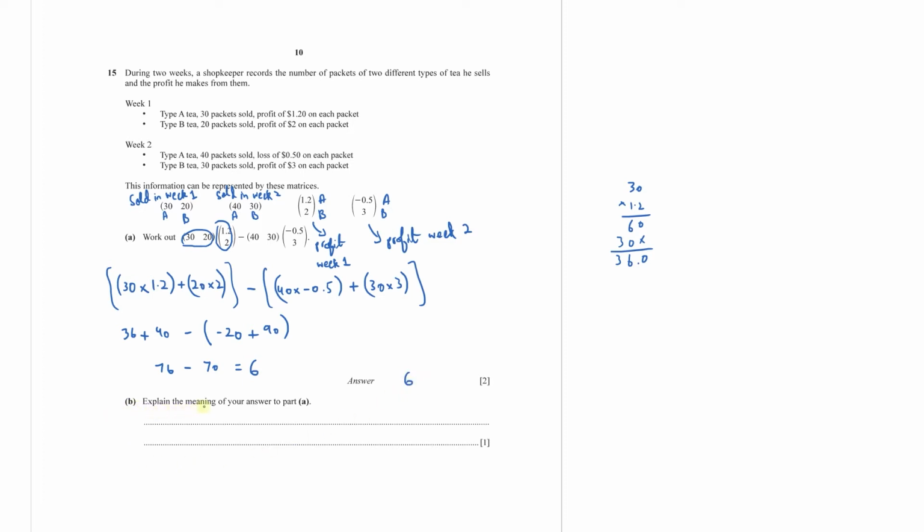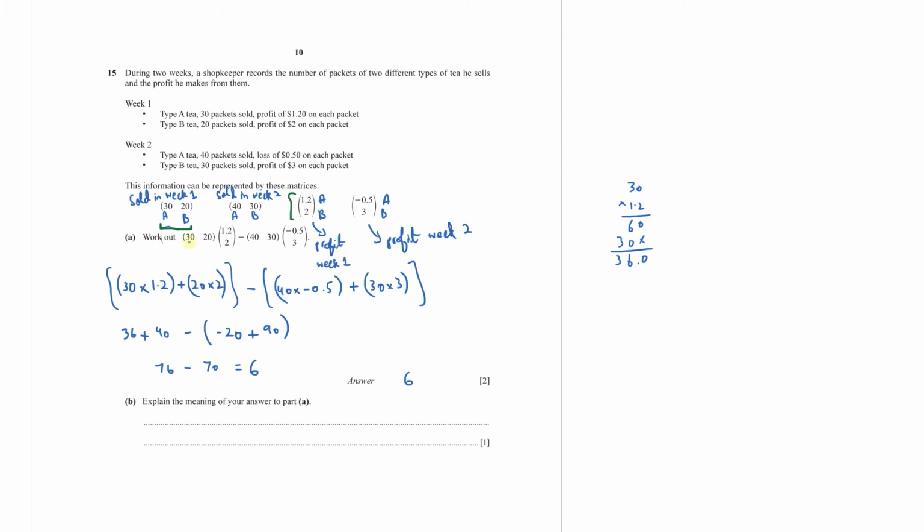Part B is: explain the meaning of your answer to part A. So what are you actually calculating? What do these expressions mean? Here you're taking this green matrix and multiplying it with this green one. Both are the packets sold in week 1 multiplied by the profit on each packet made in week 1.